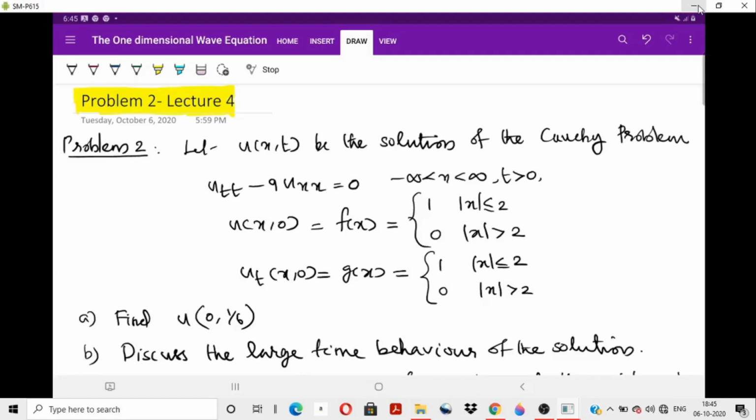Now let's discuss another Cauchy problem for the one-dimensional homogeneous wave equation. The problem is: let u(x,t) be the solution of the Cauchy problem u_tt minus 9 u_xx equals 0, for minus infinity less than x less than infinity and t greater than 0, with the initial conditions u(x,0) = f(x), which is 1 when |x| is less than or equal to 2 and 0 when |x| is greater than 2, and u_t(x,0) = g(x), which is also the same function, 1 when |x| is less than or equal to 2, 0 when |x| is greater than 2.